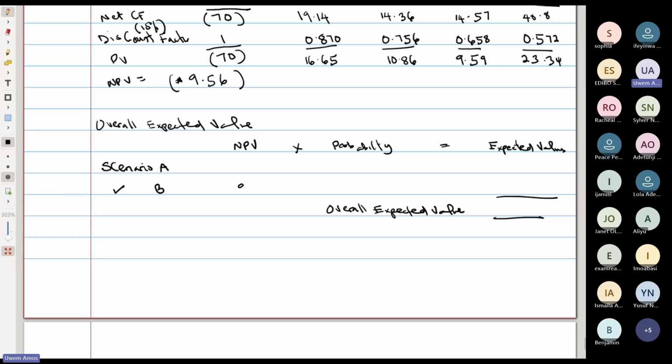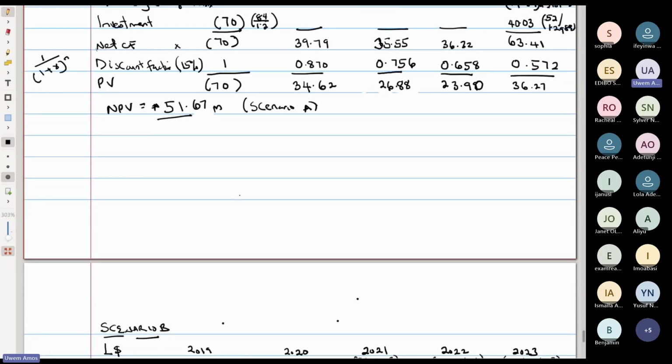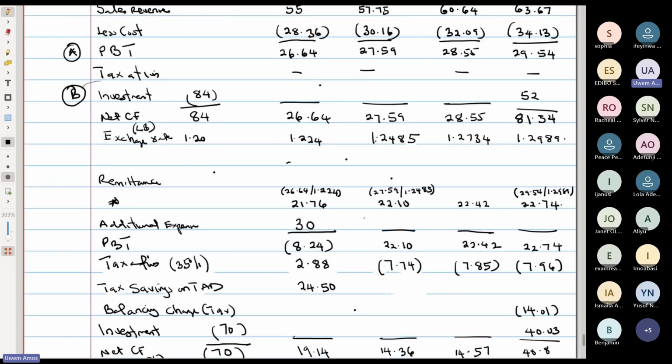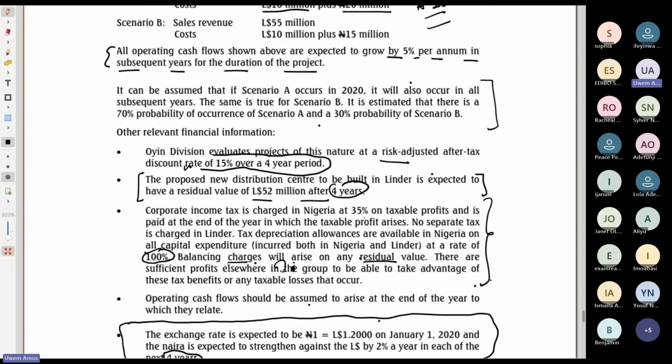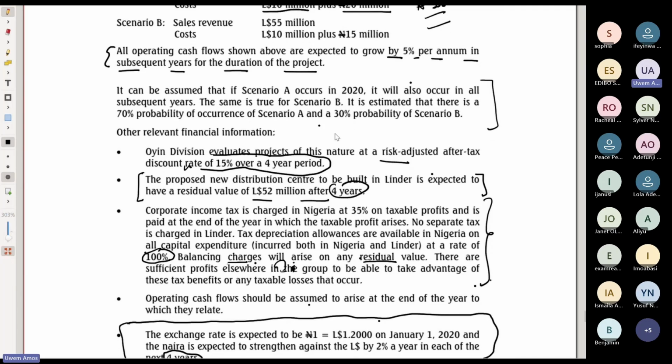Our scenario B is a negative of 9.56. And scenario A, what did we have at scenario A? Positive 51.67. So what's the probability? I think I remember 70%, 30%. But let me quickly confirm that I remembered correct. What's the probability for scenario A? What's the probability for scenario B? Yeah, scenario A is 70 and scenario B is 30. So I remembered right then.